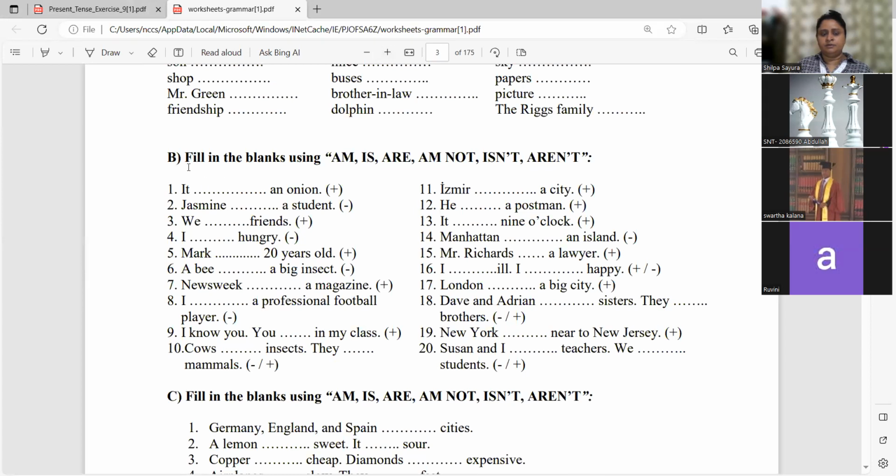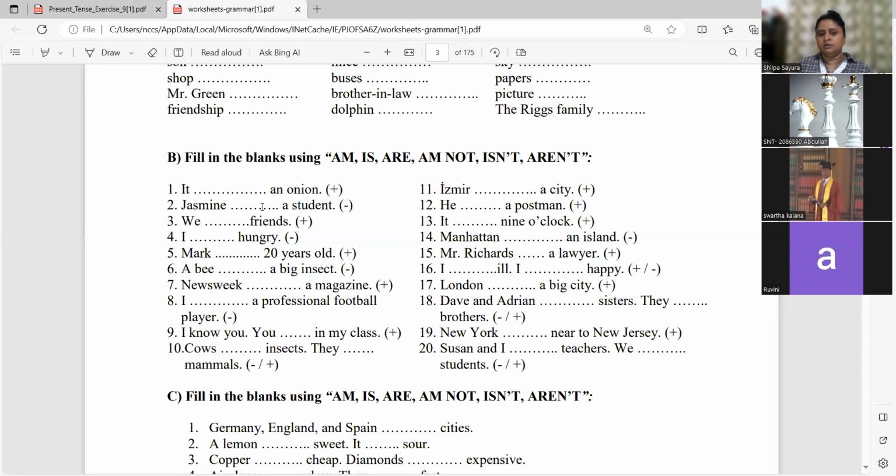This one, part B. Within the brackets, it says whether it's a negative sentence or a positive sentence. So the plus says it's a positive sentence, right? Let me do the first one for you. It. So you have to use am, is, are, or am not, isn't, or aren't. It is an onion. It is an onion. So it's a positive sentence. So this one is a negative.